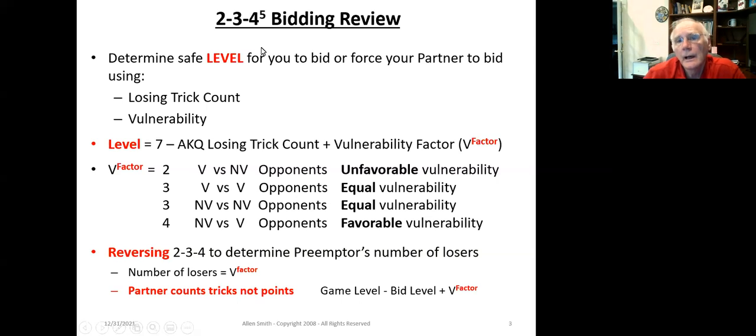Quick review of the 2-3-4. It gives you the capability of determining the level that it's safe for you to bid to or force your partner to bid to based upon the shape of your hand and vulnerability. It is a critical component in bidding shape-based hands, or distributional hands, if you want to call it that. I'm not going to go through this. There's another video on this. Go review that if you're not familiar with 2-3-4.